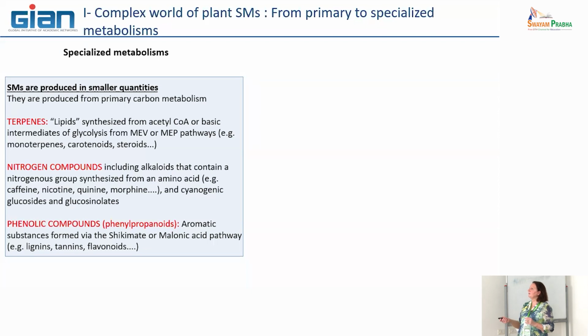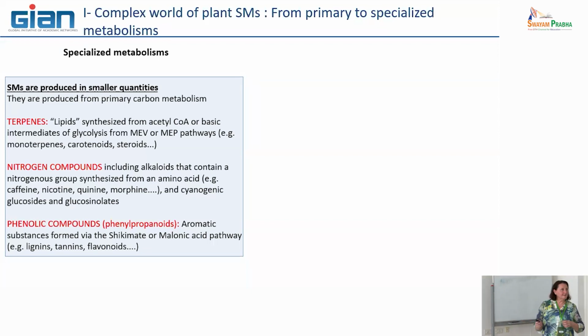After that, you have the three main classes: terpenes; nitrogen compounds, including mainly alkaloids, but in this group you can also find glucosinolates and cyanogenic glucosides, and I will take time to explain the importance of these molecules; and the phenolic compounds, which are well known because they include a lot of molecules of interest for perfume, for example, for food, for spices, which contain a lot of this type of metabolite and give some flavor.